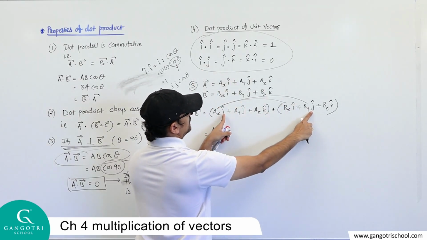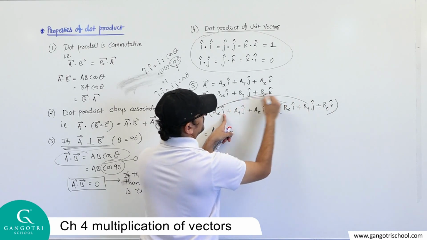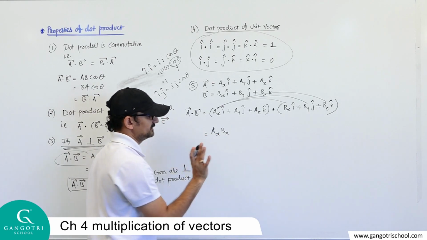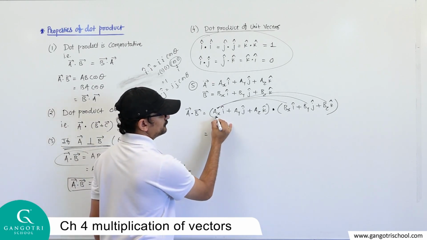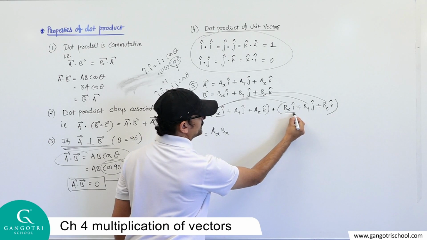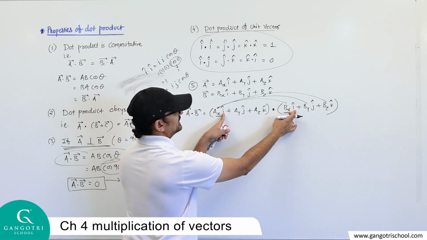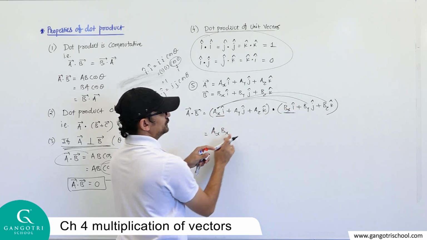I dot j is 0. I dot k is also 0. Multiplication of this is 0. So again, please observe carefully. First of all, the first term is multiplied with the first term. So ax bx. Now i caret dot i caret is equal to 1, so no need to write.